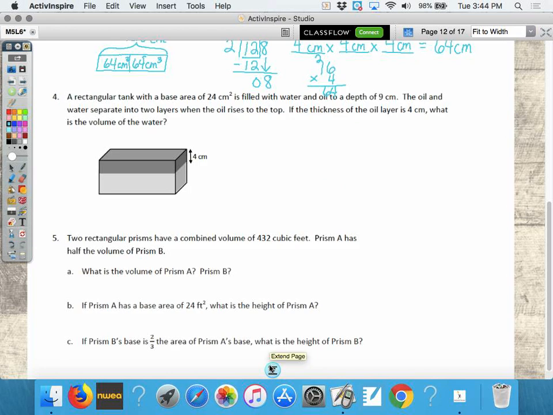So it says a rectangular tank with a base area of 24 centimeters squared is filled with water and oil to a depth of 9 centimeters. The oil and water separate into 2 layers when the oil rises to the top. If the thickness of the oil layer is 4 centimeters, what is the volume of the water? Okay, so the base area, the bottom of this, which we could call the top, the same thing as the base, okay? So the base area is 24 centimeters squared. So that's length times width.